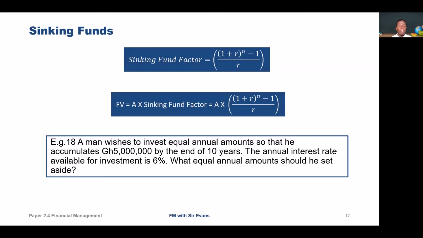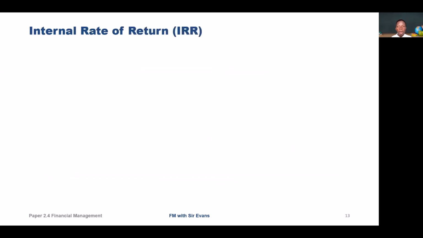Okay, so this question says, a man wishes to invest equal annual amounts. That alone should let you know we are looking at an annuity position, so that it accumulates 5 million by the end of 10 years. So 5 million is being accumulated by the end of 10 years. So that's a future value, so use the sinking fund factor. The annual interest rate is 6%. What is the equal amount that he should set aside? So we use the FV annuity, which is FV is equal to A times (1 plus R) to the power n minus 1 over R. And our annuity is 379,344.